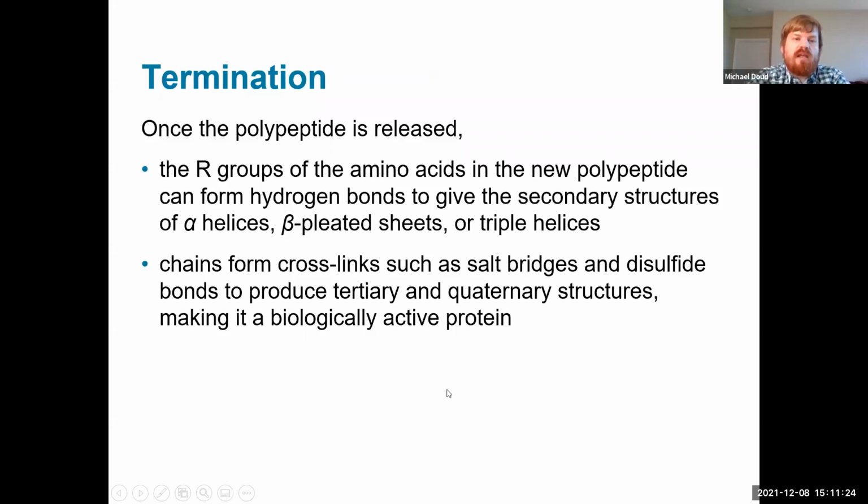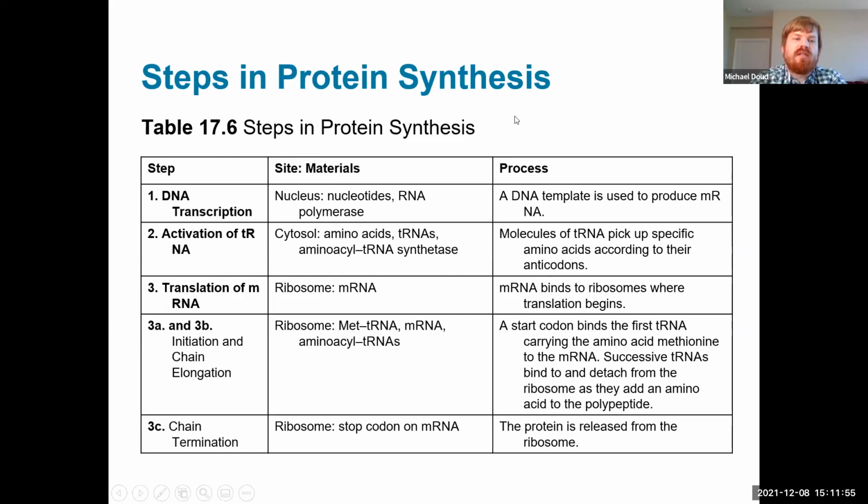So once the polypeptide gets released, we have R groups on the amino acids in the new polypeptide that can form hydrogen bonds to give secondary structures like alpha helices, beta pleated sheets, or triple helices. So some of this occurs on its own. Also, there are helper enzymes in the area that allow the formation of salt bridges and disulfide bonds, building up into an actual protein structure. A lot of times there are helper proteins there to help fold these proteins.